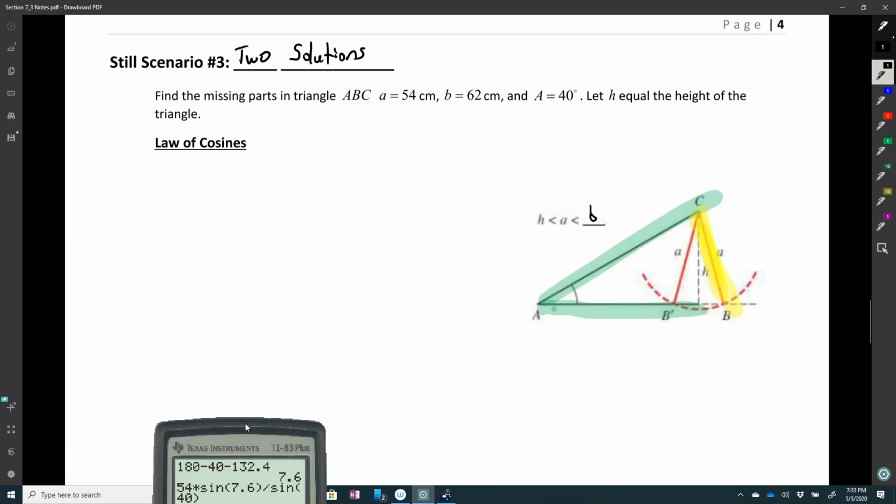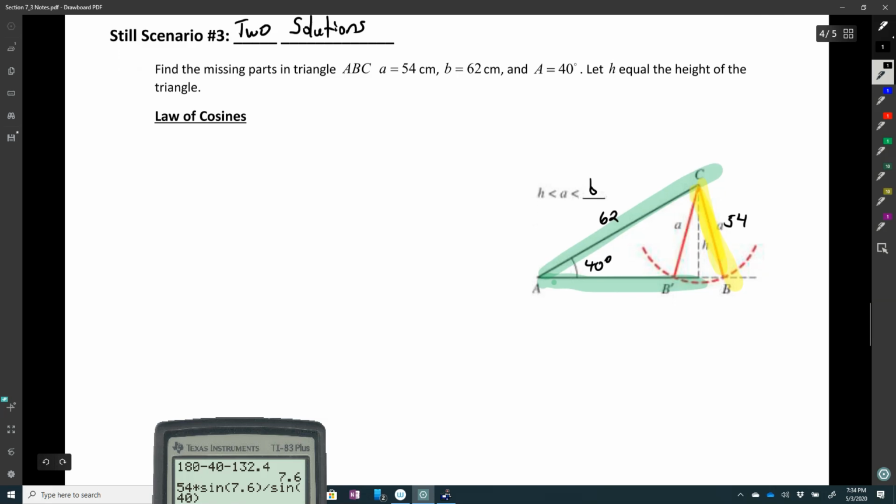So let's do it. We fill in the info. This is 54. This is 62. A is 40 degrees. So if we do the law of cosines, all cosine says 54 squared is equal to the two other sides squared, 62 squared, plus c squared, minus 2 times 62 times c times cosine of the angle, so cosine of 40 degrees. Now we just got to go ahead and solve it and see what we get.